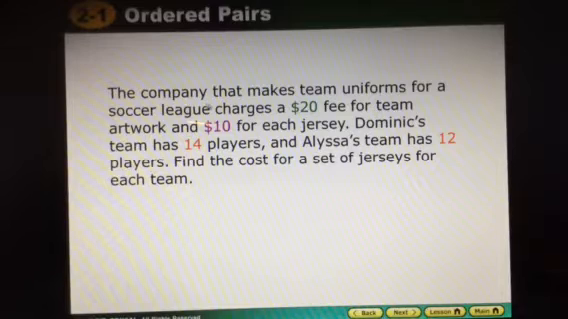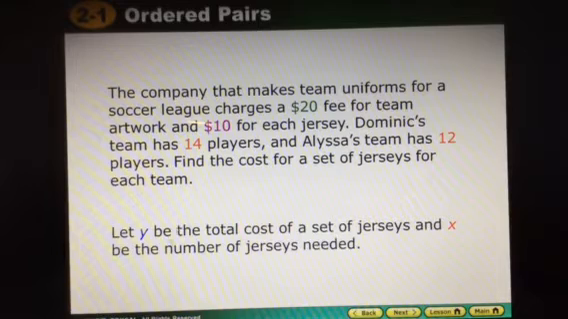So we're starting out with a problem about a company that makes team uniforms for a soccer league, and they charge $20 for the artwork for the team and then $10 for each jersey. Dominic's team has 14 players and Alyssa's team has 12 players. I'm going to find the cost for a set of jerseys for each team. And they're telling us to let Y be the total cost of a set of jerseys and X be the number of jerseys needed. So for Dominic's team, they're going to need 14 jerseys, so that'll be their X. And for Alyssa's team, their X will be 12.